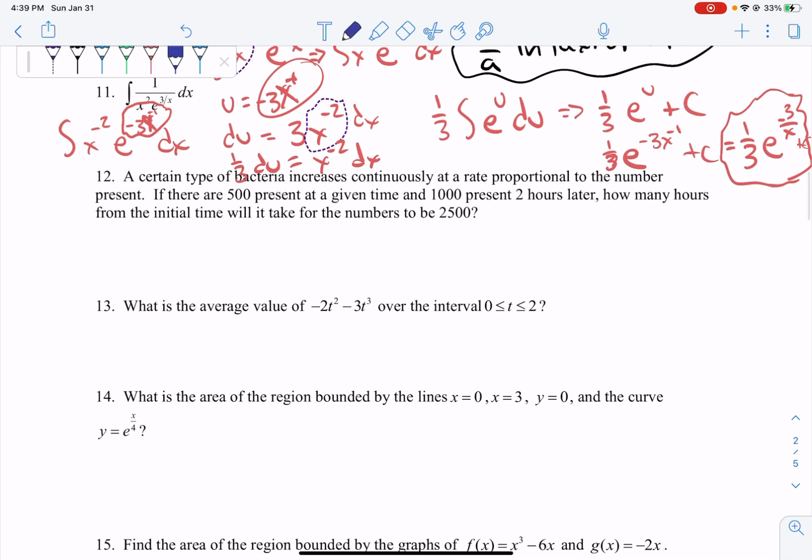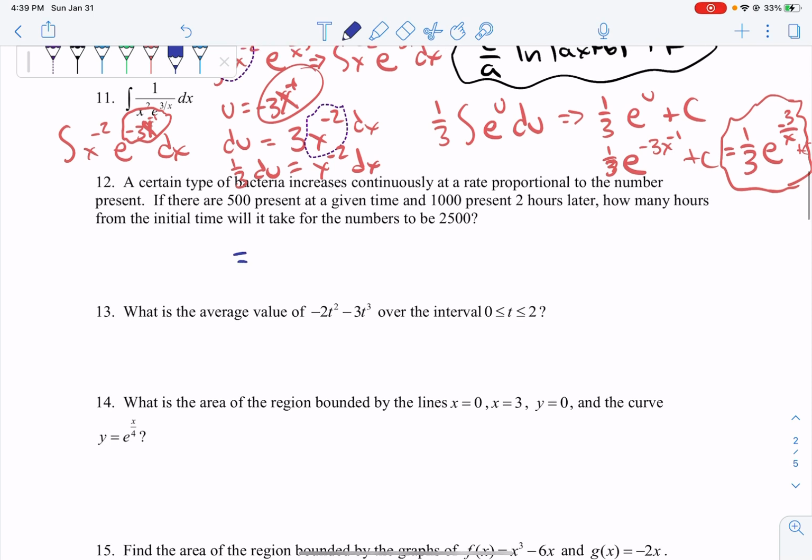All right, let's get on to some easier stuff, right? Like bacteria and growth of bacteria, which is something that we all want to be thinking about right now. So number 12 says that a certain type of bacteria increases continuously at a rate proportional to the number present. Okay, so going back to our current chapter, right? We've talked about things increasing at a rate proportional to a number. And we said that whenever you see something like that, it's going to look something like a constant times, and in this case, let's use the letter B for bacteria.